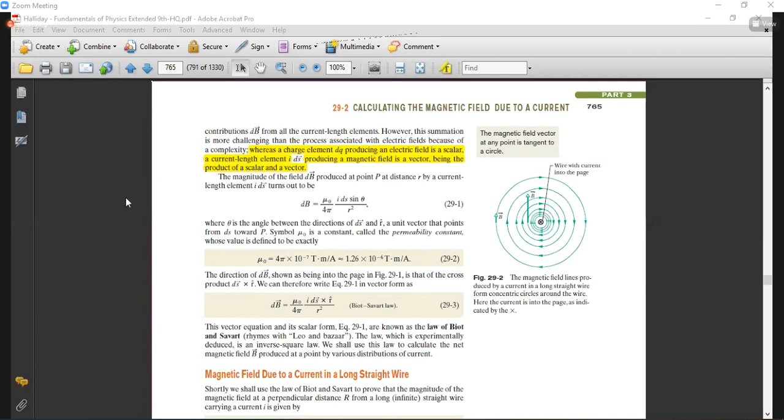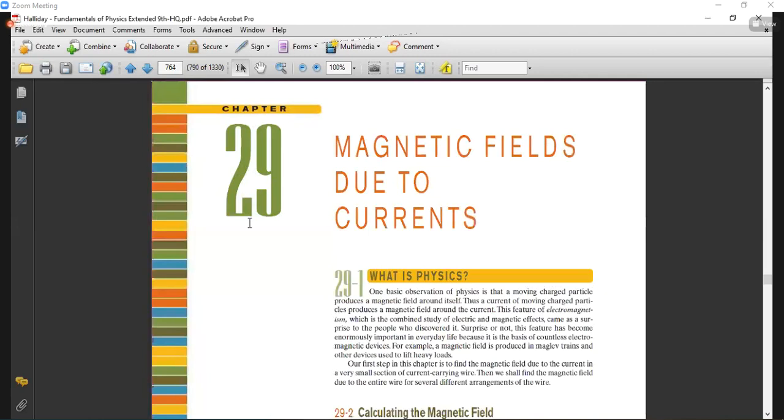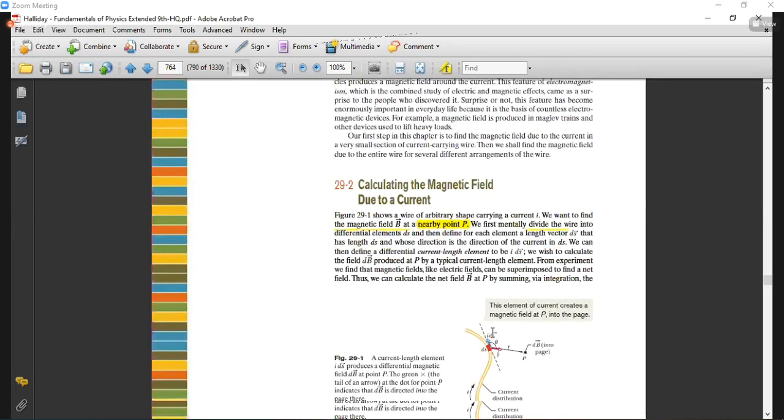So the magnetic field which this wire, this element which I was showing earlier, this one here, will produce: the magnetic field this element ds, or the current element IDS, is producing at point P is given by this relation.